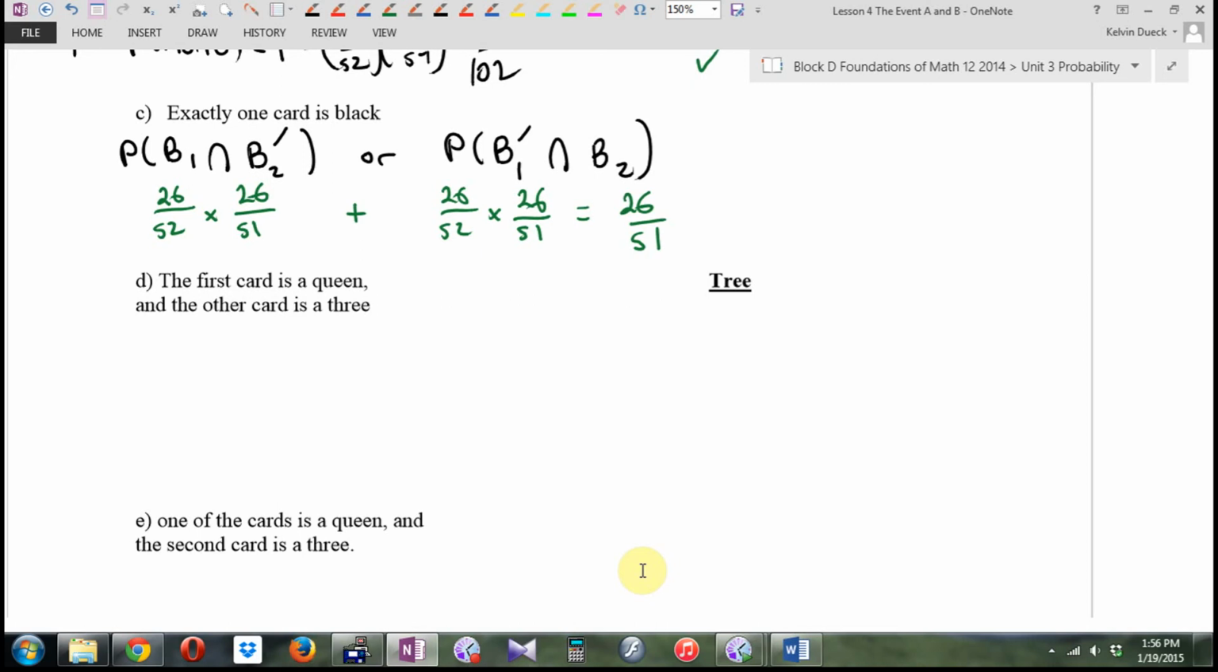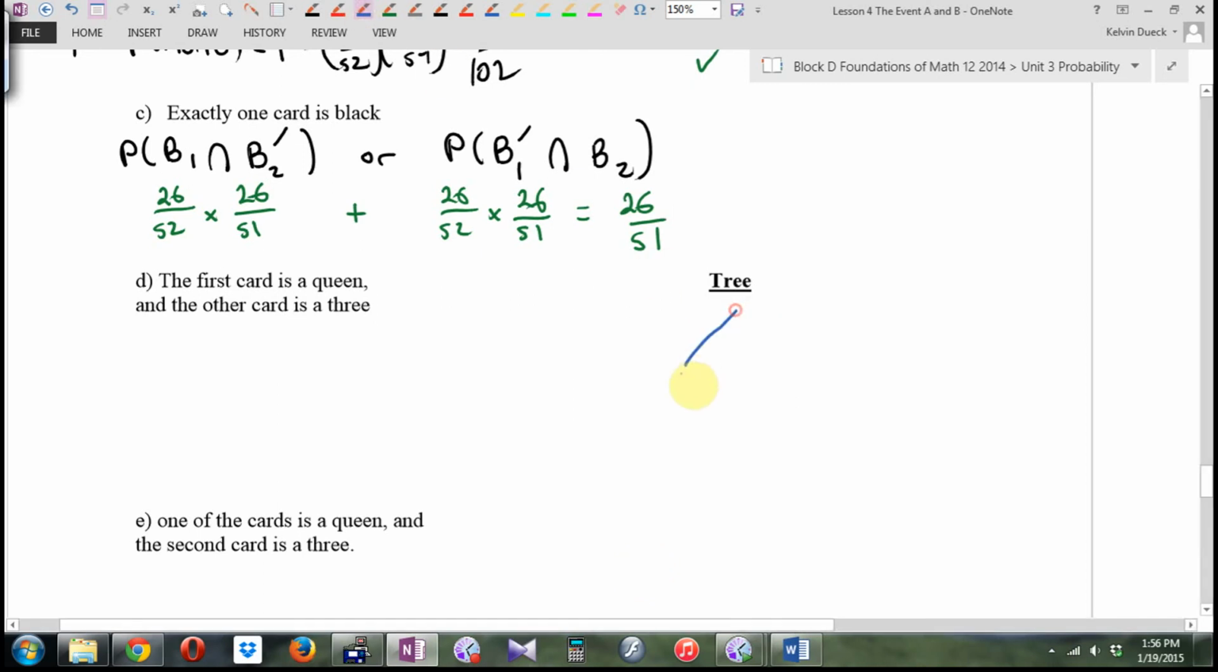Ashley, can you read D to me, please? The first card is a 3 and the other card is a 3. Okay, put your pencils down. I'm going to do this wrong. It's a very subtle wrong, and so I want you to see if you can spot it when I draw the tree. Can you read it to me again, Ashley? What's it want?